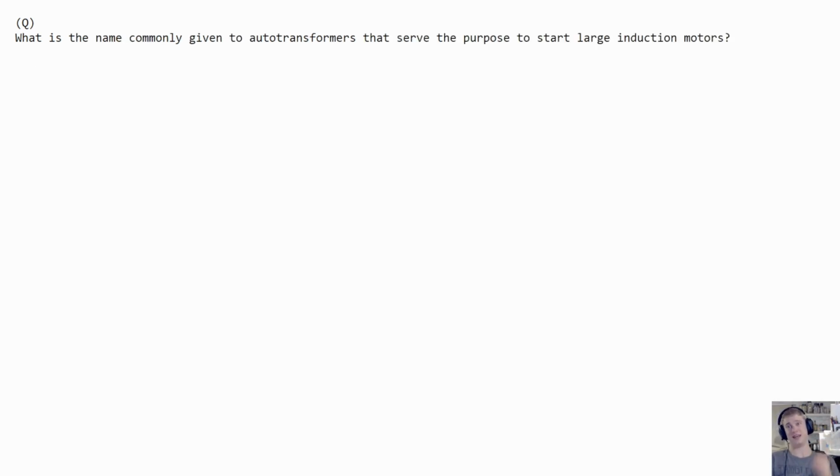Next, what is the name commonly given to auto transformers that serve the purpose to start large induction motors? And this would be known as a compensator. Okay, next we have a little bit of mental solving here. What would happen if in a circuit you decide to cut the resistance in half while doubling the voltage? So that basically explains itself, and that would be 4 times as great.